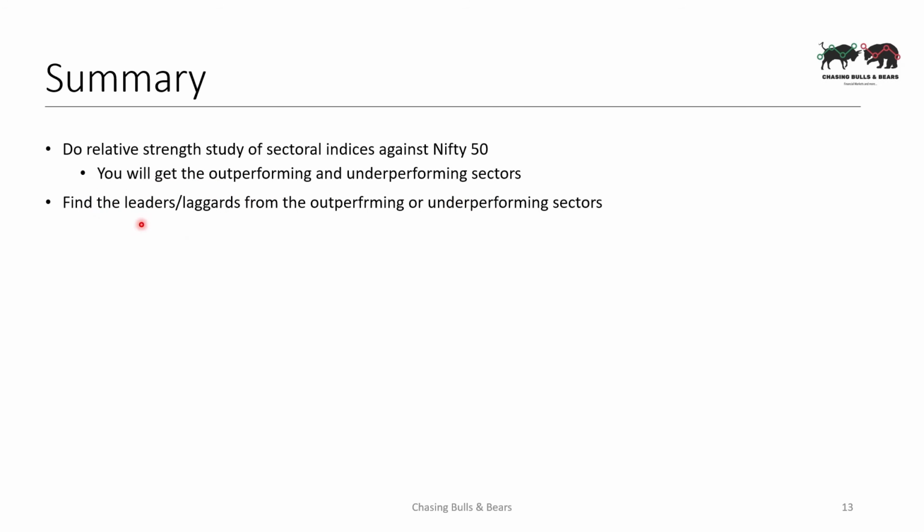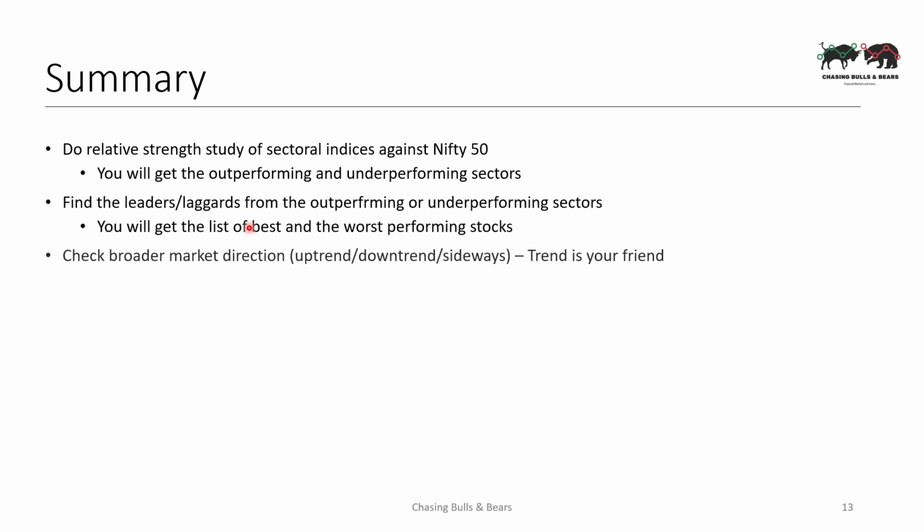You find the leaders and laggards. So leaders would be, let's take an example, Tata Motors is leading, or Tata Motors has already moved much higher than the index. So that would be the leader from this sector. Or let's say Tata Steel from Nifty Metal has already broken previous supports and the index is yet to break support. So that means Tata Steel would be the laggard stock or the underperforming stock from Nifty Metal, for example. So by doing this, you will get the list of the best and the worst performing stocks.